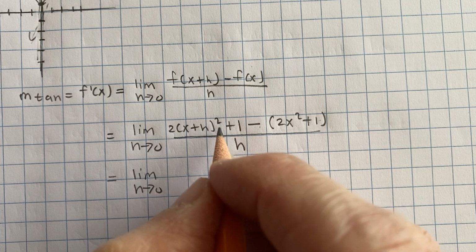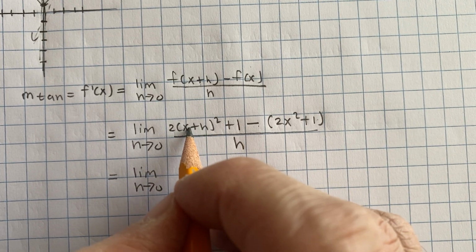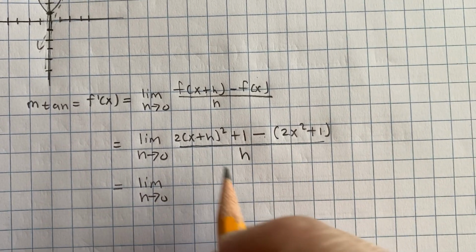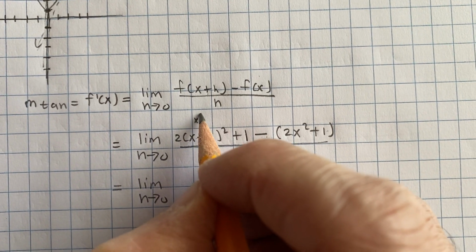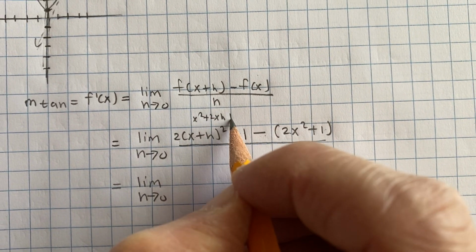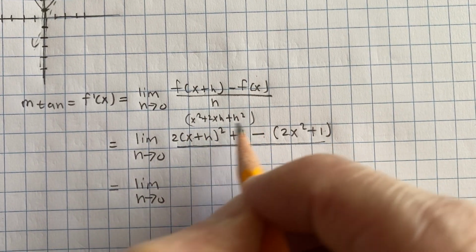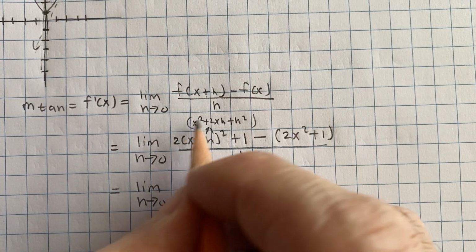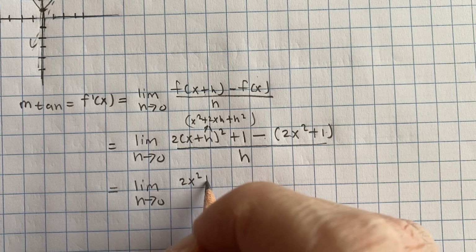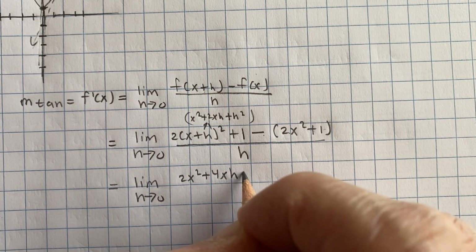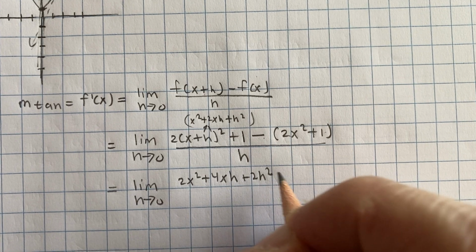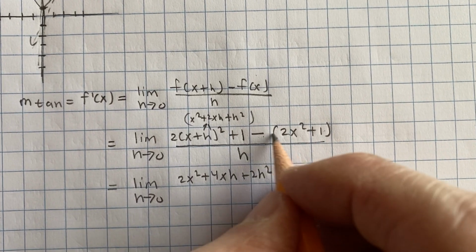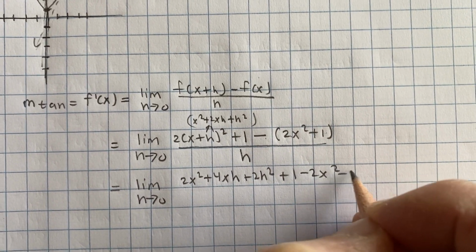Start doing a little bit of FOILing over here. You're going to get x squared. In fact, I'm not going to show an extra line over here. You could just FOIL this here: x squared plus 2xh plus h squared, right? Distribute the 2. You're going to get 2x squared plus 4xh plus 2h squared, and then plus 1 over here, right? Minus 2x squared, minus 1.